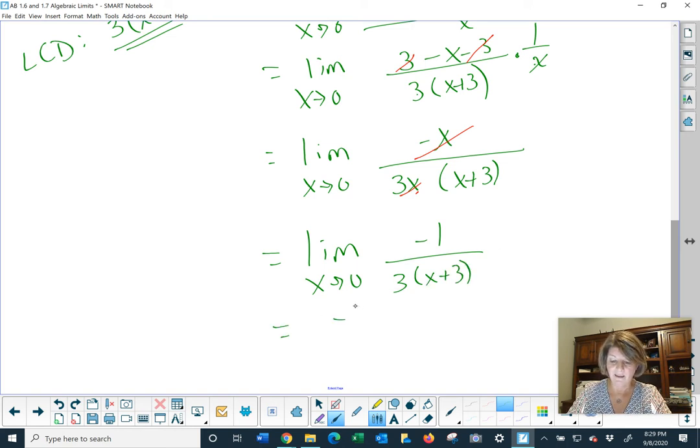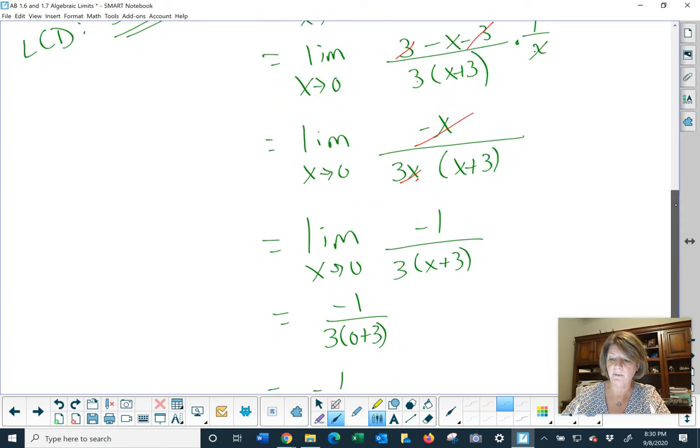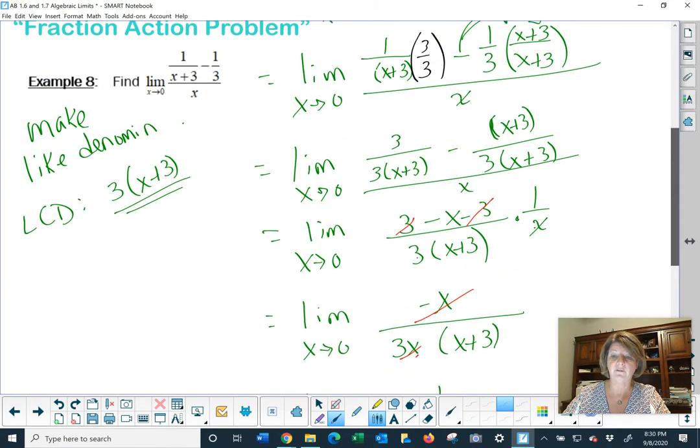Substitute in 0, I get negative 1 over 3 times 0 plus 3, which gets me negative 1/9. Now, I showed a lot of steps on that, but I did it on purpose so that everyone could follow along. You do not have to show me that many steps when you're working through a problem. Probably could have done it in half as many steps, but we made it very explicit to everyone.